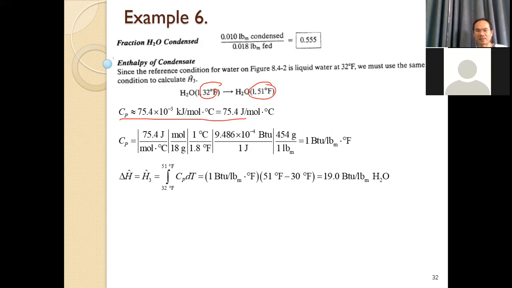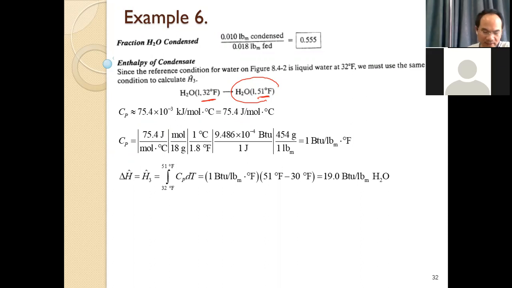You can assume constant, but in reality CP is quite dependent on temperature. For this case, we reference 32 Fahrenheit, the reference state for the water. The outlet water is 51 Fahrenheit, from the reference of 32 Fahrenheit. For this case, we have only the integration term. Only this.